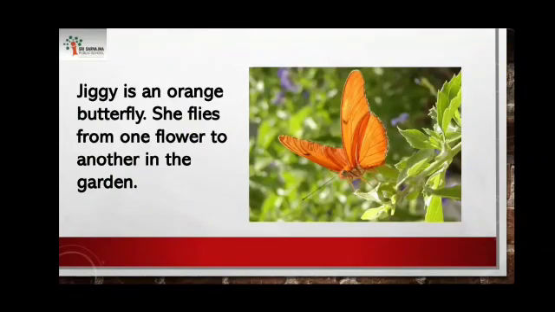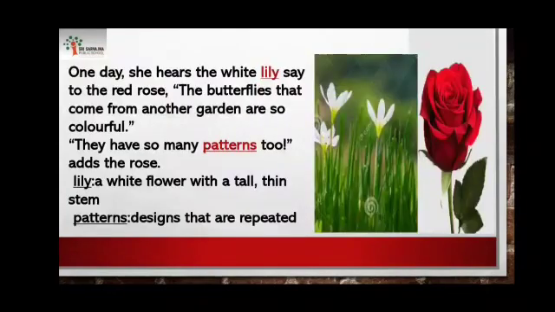Jiggy is an orange butterfly. She flies from one flower to another in the garden. So, Jiggy is an orange butterfly and she used to fly from one flower to another in the garden. One day, she hears the white lily say to the red rose, "The butterflies that come from another garden are so colorful. They have so many patterns too," adds the rose.